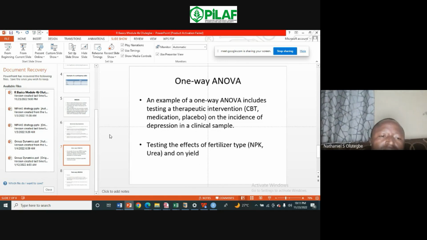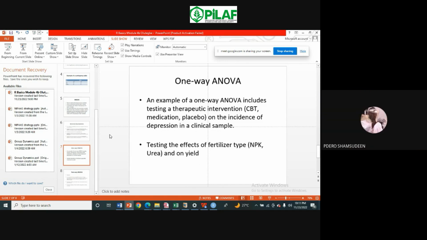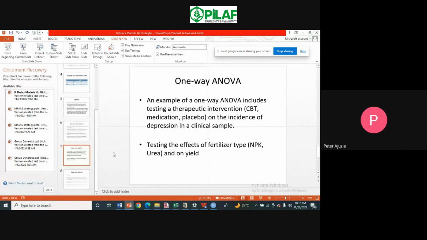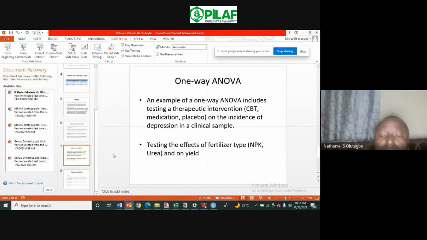For the first one, I think depression is the continuous variable, while the therapeutic intervention, which are CBT, medication, and placebo, are the factor variable. Exactly, that's very excellent. The man sounded so confident. For the second one, the effect of fertilizer type, that is NPK, urea, that is the factor variable, while the yield is the continuous variable. Exactly.